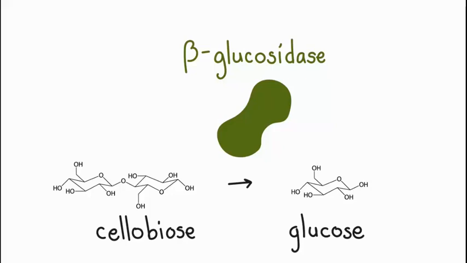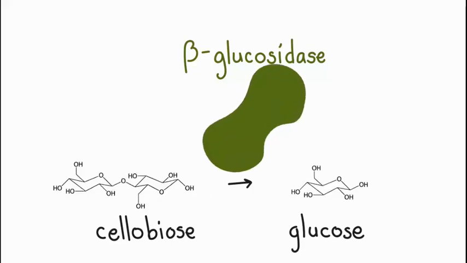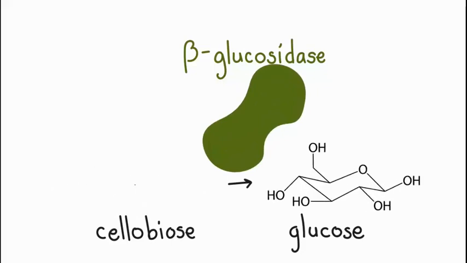Your job is to produce exactly the amount of active beta-glucosidase that you need for your reaction, because too little will mean you can't produce energy from all the cellobiose you're using, which is a waste of cellobiose and bad for the environment. And too much will mean wasted beta-glucosidase and wasted money, which is bad for business.